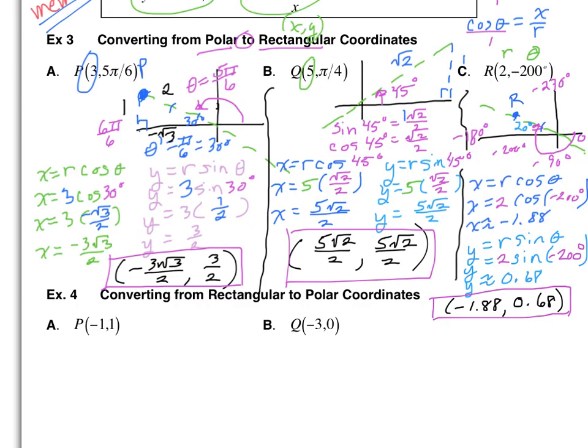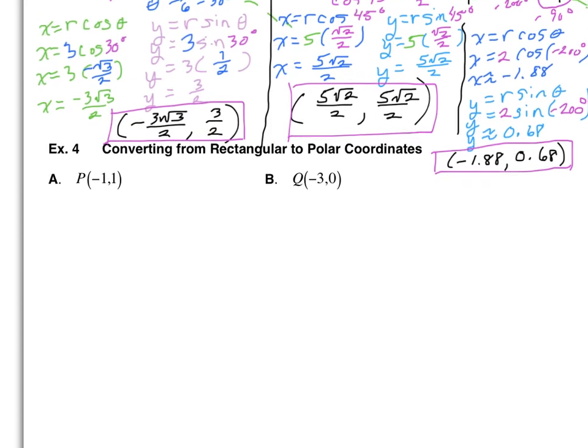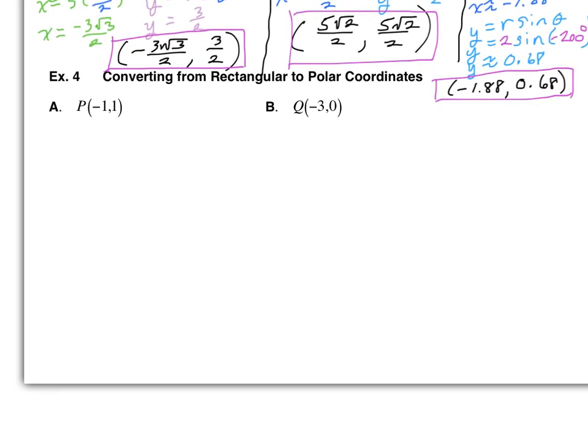Not too bad. But let's look at example 4 and then we'll be done for today. So for example 4, we're going to convert from rectangular to polar. It's a little bit more difficult, and you'll see why as we go along here. So let's go ahead and plot the ordered pair negative 1, 1. Doesn't that plot into quadrant 2?